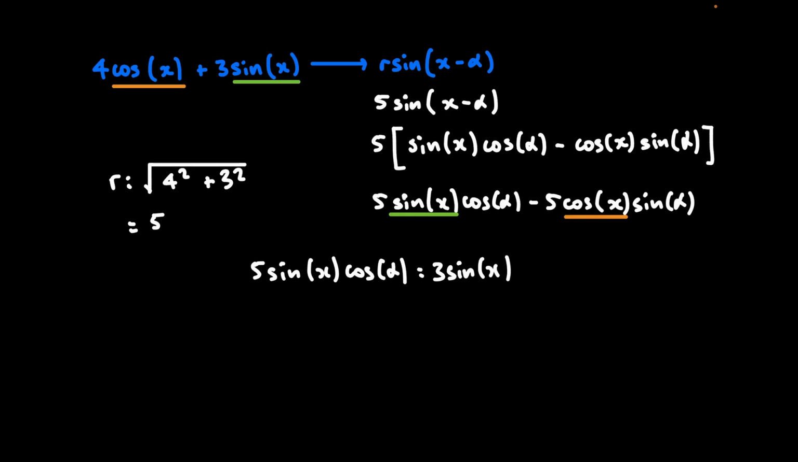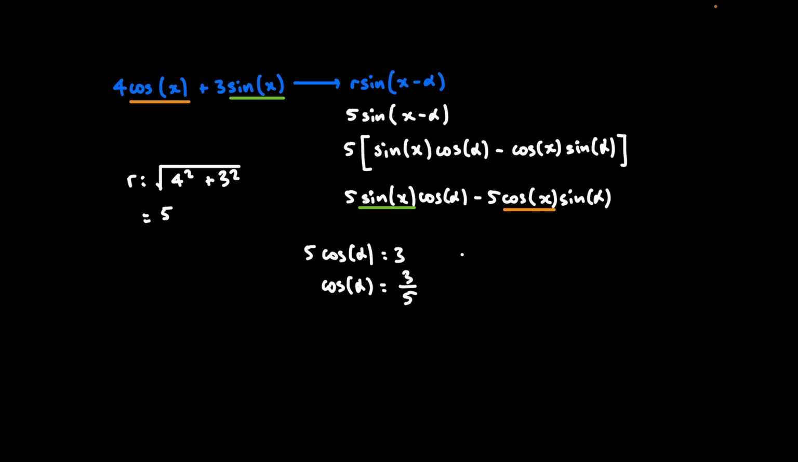So if I divide both sides, or cancel out the sin x on both sides, what I'm left with is that 5 times the cos of alpha is equal to 3. In other words, cos of alpha is equal to 3 over 5. So this is one equation that I have. Now let's have a look at this part of my equation. We can say that minus 5 cos x times the sine of alpha is going to be equal to, apologies, 4 times the cos of x, because they both contain a cos x.